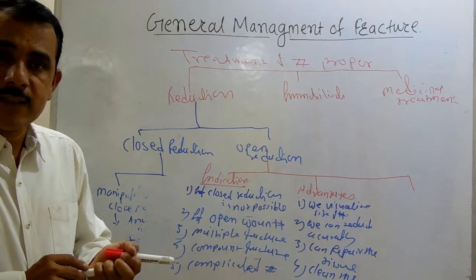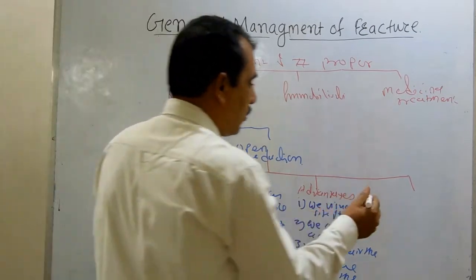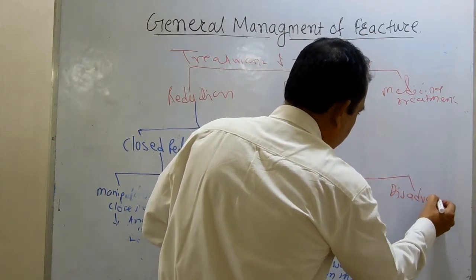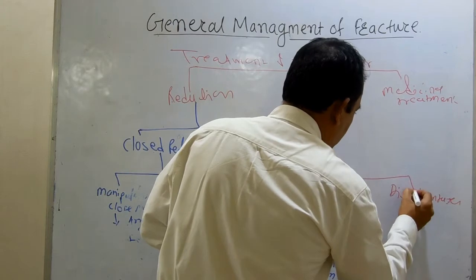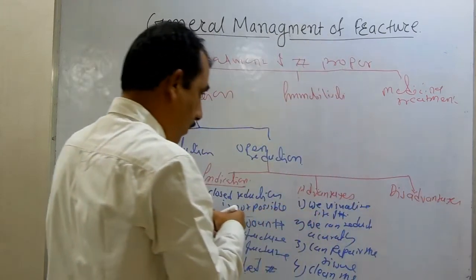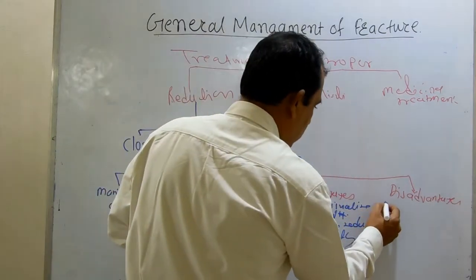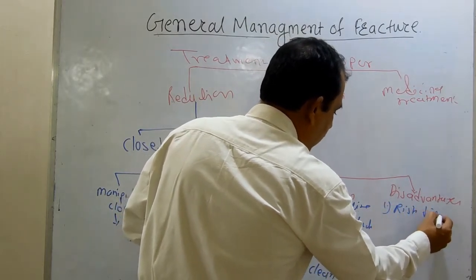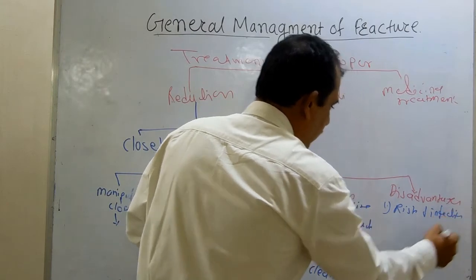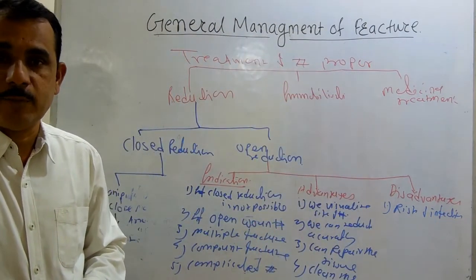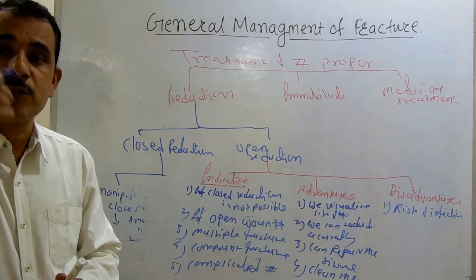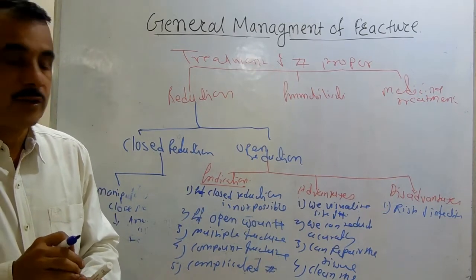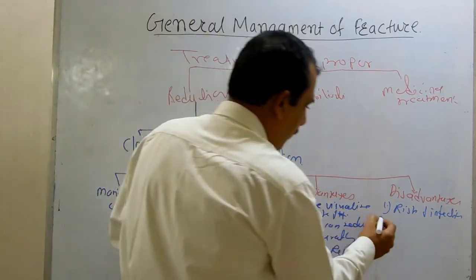Now it has the disadvantages also. And these disadvantages are, number 1, risk of infection. There is a high risk of infection. Endogenous infection is already there, but exogenous risk is also there. Exogenous infection can occur. So that's why the risk of infection.